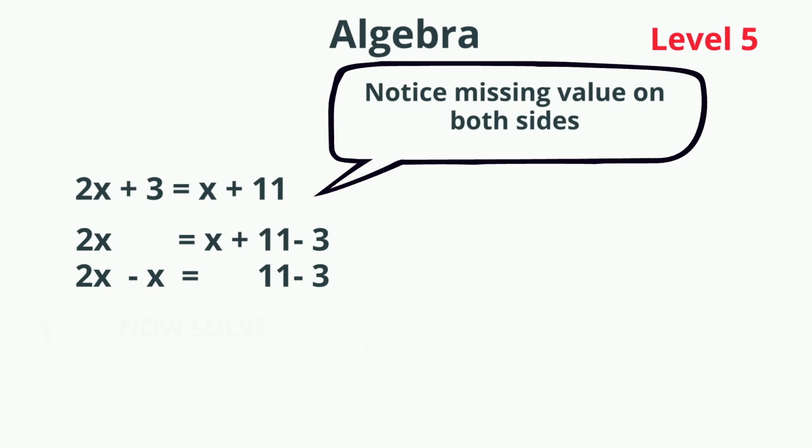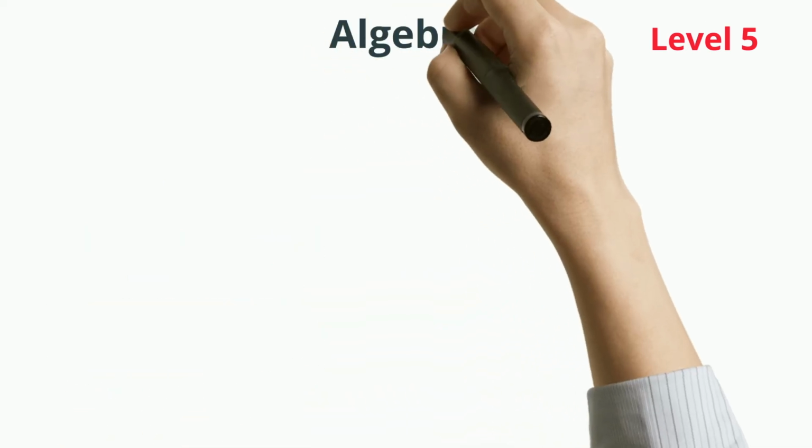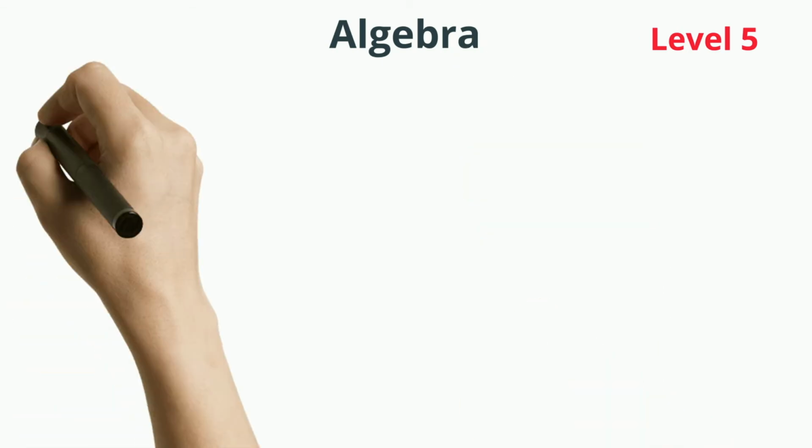So this is now going to give us the new equation, which is 2x - x = 11 - 3. From here, we can now solve this, and it becomes much easier to do. 2x minus x will leave 1x, and 11 minus 3 equals 8. Easy, right? Let's have a look at another example.